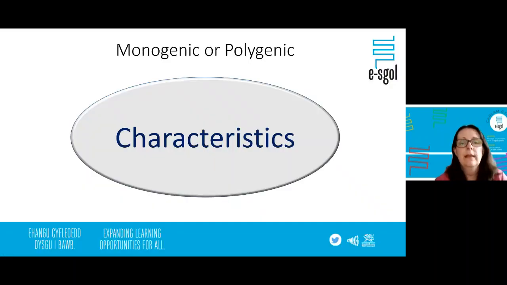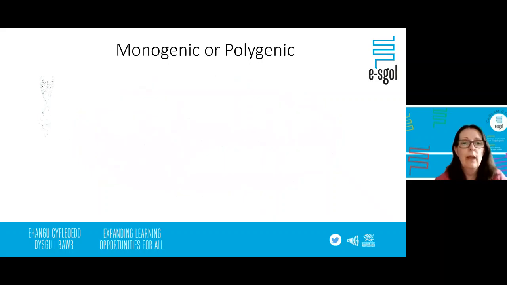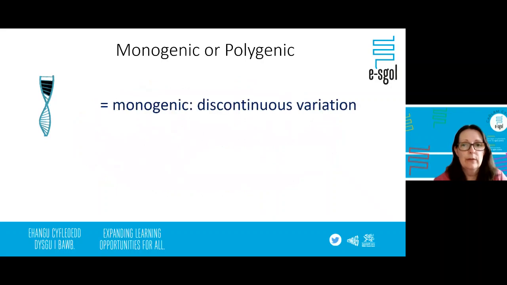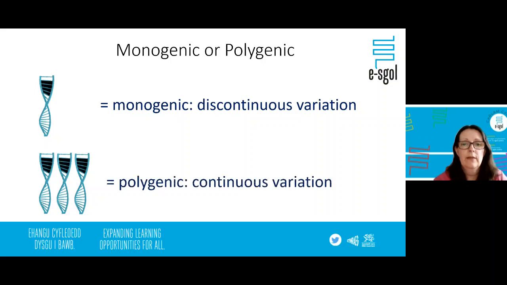Okay, so thinking about discontinuous and continuous variation, we've got this idea of monogenic or polygenic, and this refers to how the genes influence variation. So we've talked about monogenic, which is related to discontinuous variation, so that is just controlled by one gene. And then polygenic is continuous variation, where a number of genes come into play.